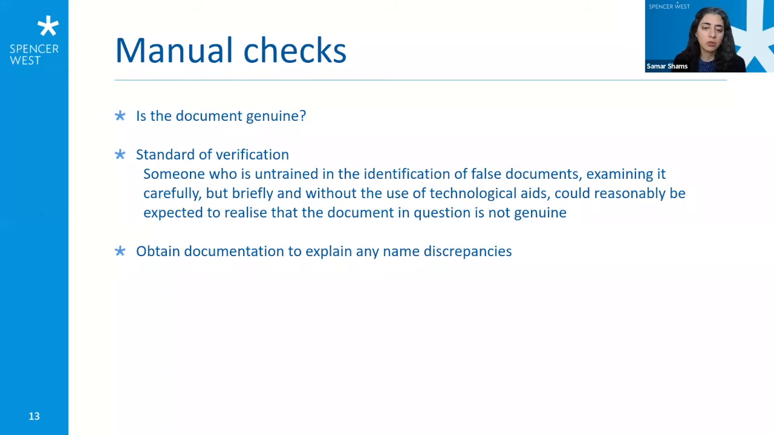Now, when you are looking at physical documents, one of the things you have to do is to ascertain if that document is genuine. Which can seem scary, but the standard of verification is just that someone who's not trained in the identification of false documents and who's examining it carefully but briefly and without the help of technological aids could reasonably be expected to realize that the document in question is not genuine, okay?